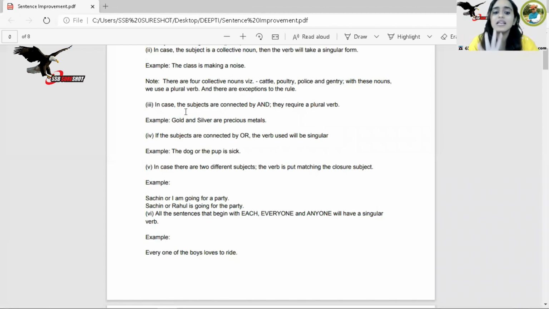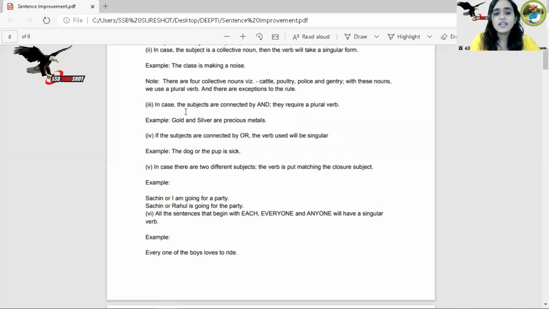Now we'll take a note here. There are four collective nouns: cattle, poultry, police, gentry. With these nouns, we use a plural verb, and these are exceptions. Cattle, poultry, police and gentry.